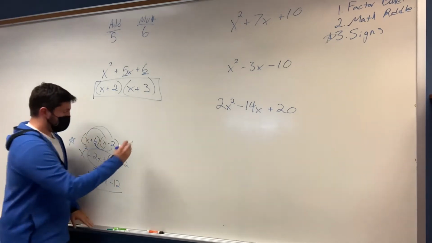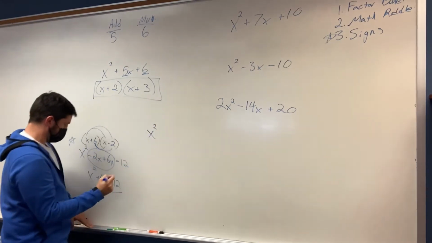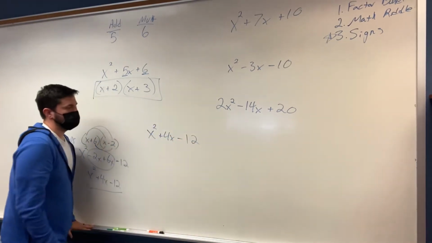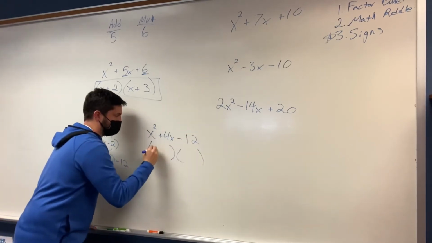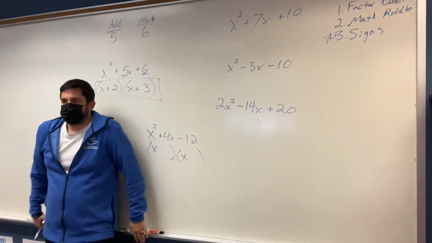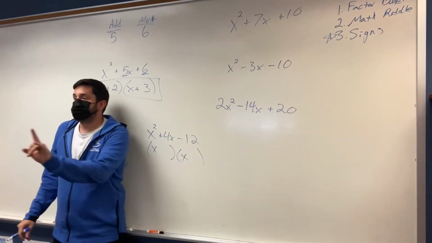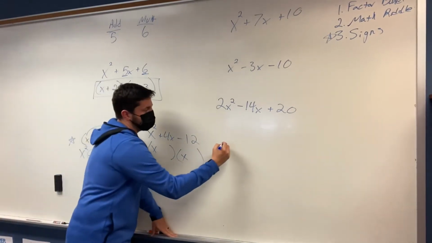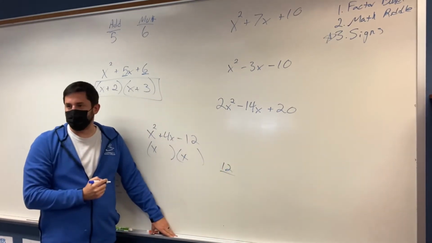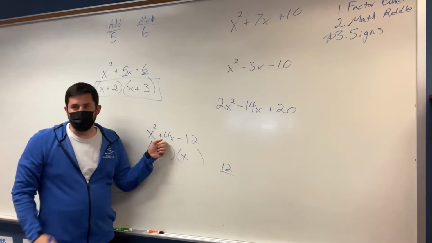Okay. So x squared plus 4x minus 12. Okay, cool. Factor bundles. What adds to get 4 and multiplies to get negative 12? If you don't know right away, what should you write off to the side here? Remember the little multiplying thing? Factors of 12.